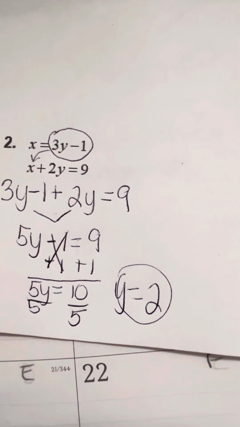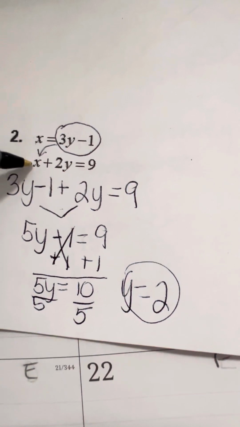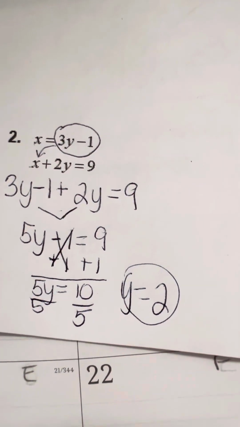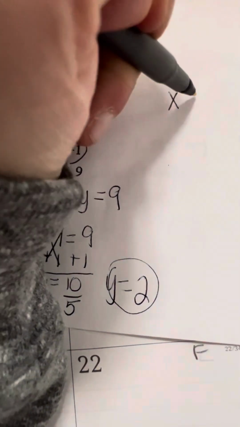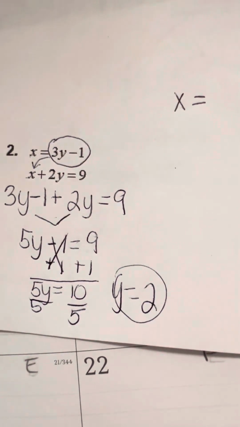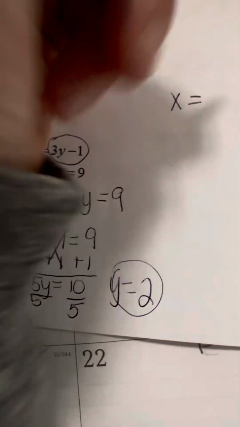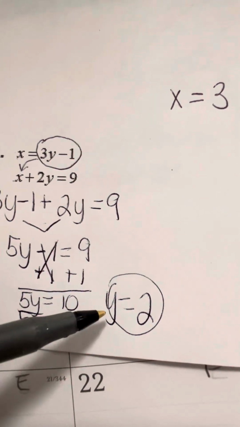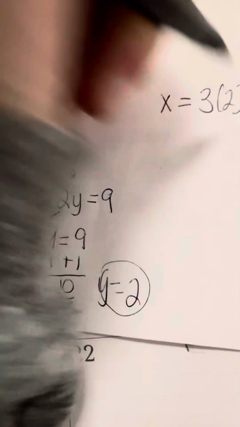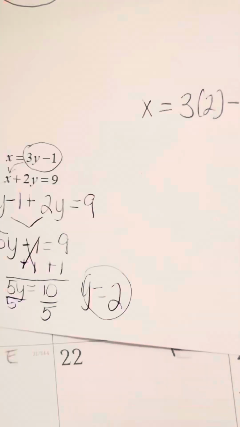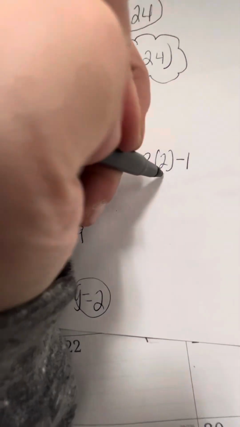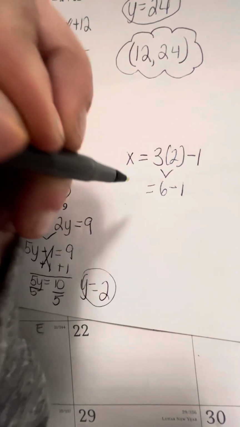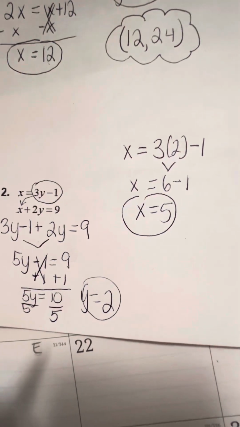Now that I know y is 2, I can go up to either of the two original equations and plug in 2 for y and solve for the x coordinate. So we'll use the first equation because it's a little bit easier. I have x already by itself, which is what I'm trying to figure out. And we're going to do 3 times our y, which we now know is 2, and then we have minus 1. So we're just going to solve it out. 3 times 2 is 6, and 6 minus 1 is 5. So our x value should be 5.